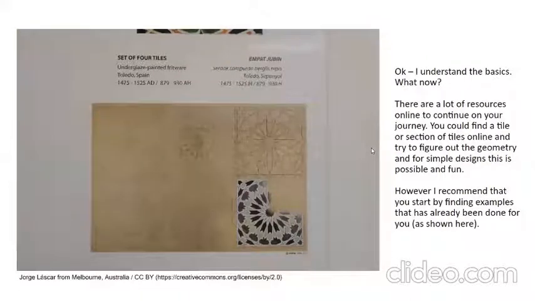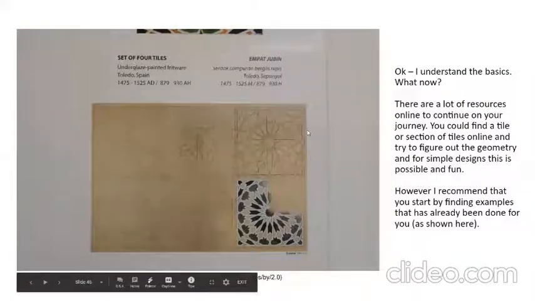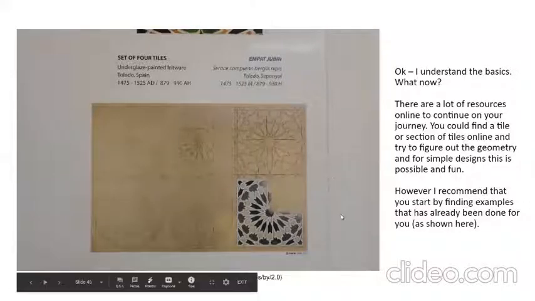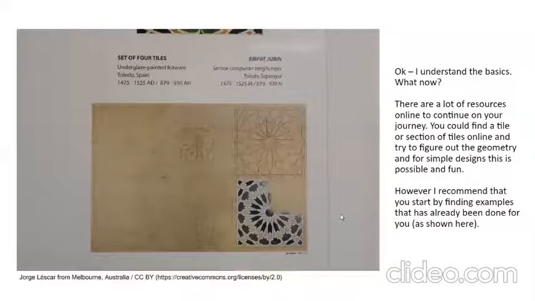So people often ask me, now that I can do this, what do I do next? What I advise is that you find sheets like this. This is actually displayed in a museum, and this has a tile that's already been broken up. They already show you the construction that goes into making the different lines on the tile.